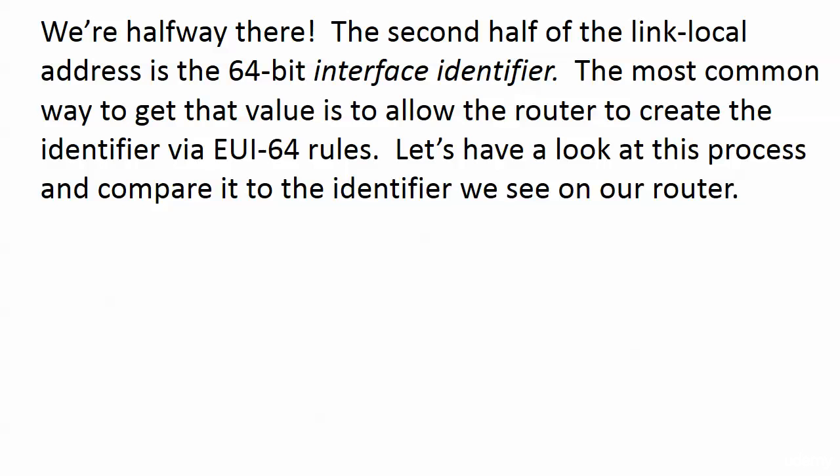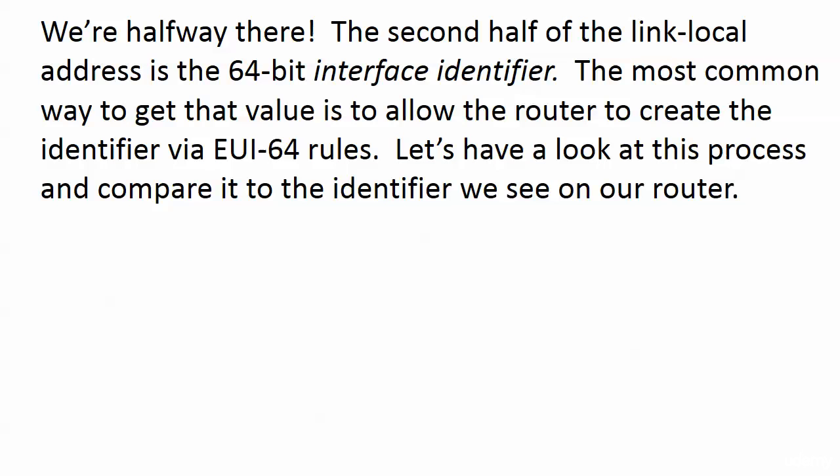Now the second half of the link local address is the 64-bit interface identifier. And the most common way to get that value is to allow the router to create it via EUI-64 rules. Do not panic. That sounds really complicated, right? It's an IEEE standard, and it's not a huge complicated set of rules we have to learn. We just need to know EUI-64 is creating this interface identifier. We'll work with it a little bit more in this section of the course.